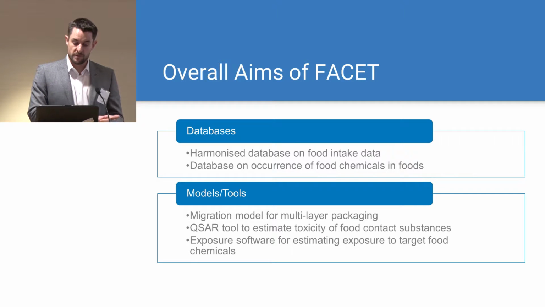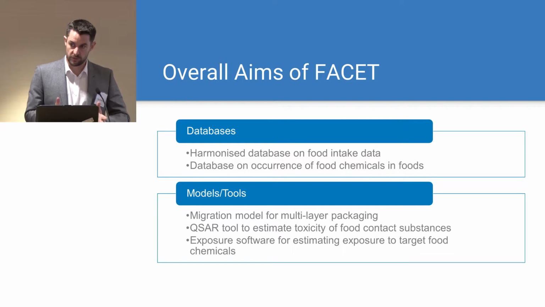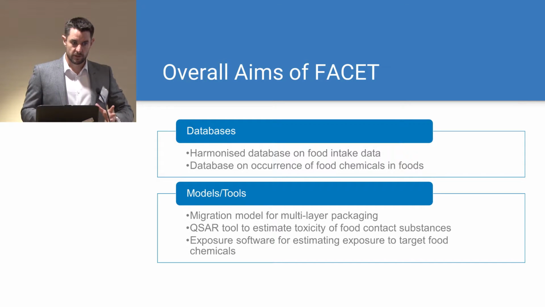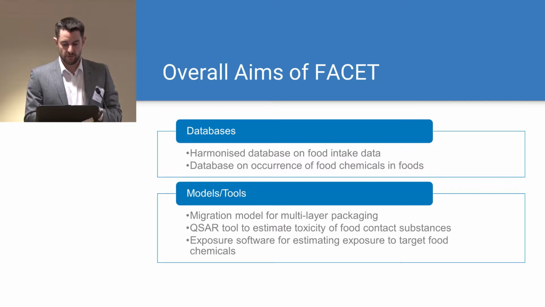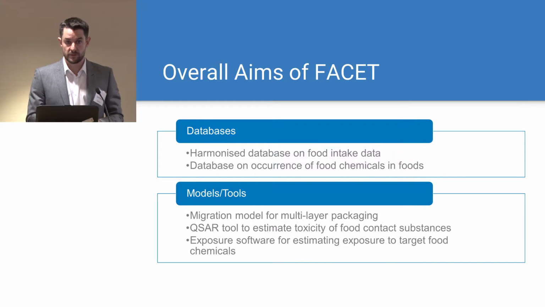We want to develop some models and tools then. So one was a migration model for multi-layer packaging. I'm going to talk a bit about the details of that. The toxicity side of food contact materials, we heard a lot about that already this morning, but there was a QSAR tool based on the OECD toolbox that was developed for the project as well to estimate the toxicity of food contact materials, and finally we wanted an exposure software that would house all of these tools and databases that people can use to look at refined estimates of consumer exposure to food packaging substances in Europe.